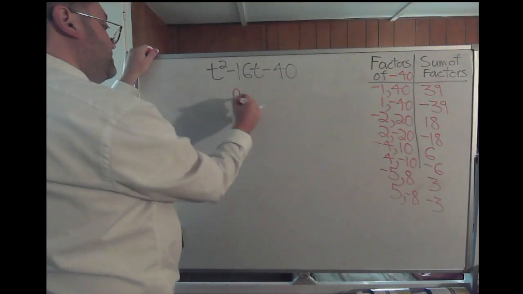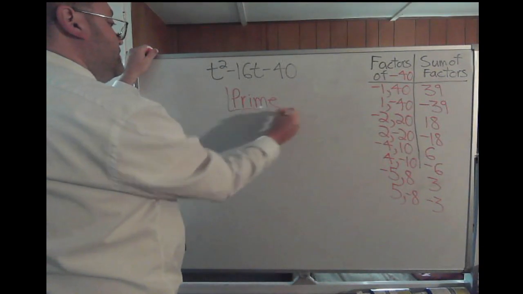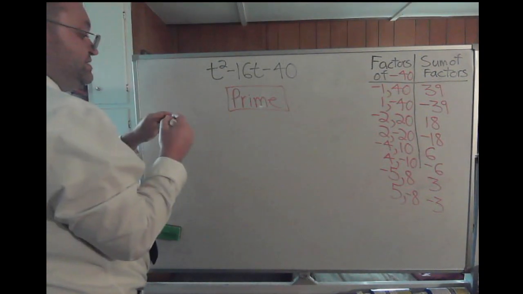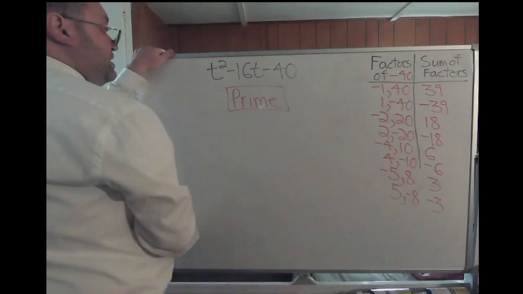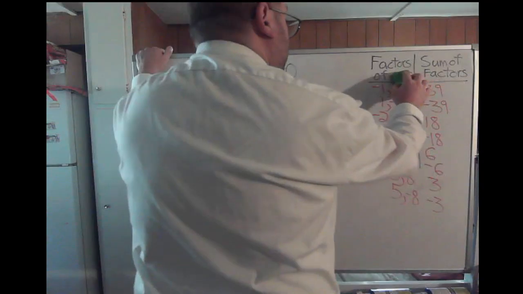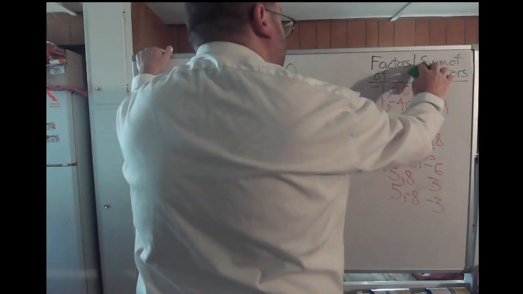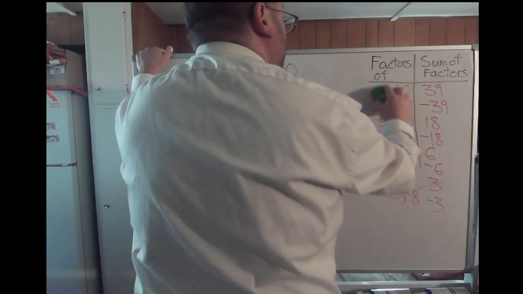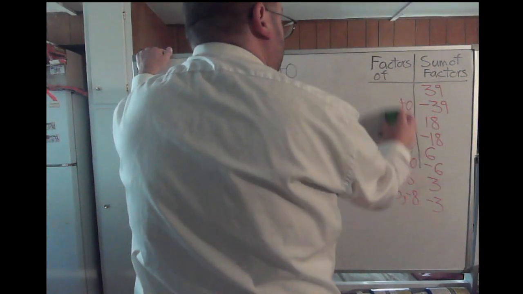So this here is another prime polynomial. It can't factor any further. It's prime. It doesn't factor any further because there are no factors that will work. And again, there will be times you'll have that. It's good to see such examples so you know you're not going crazy. You're not doing it wrong if you don't have a factor.